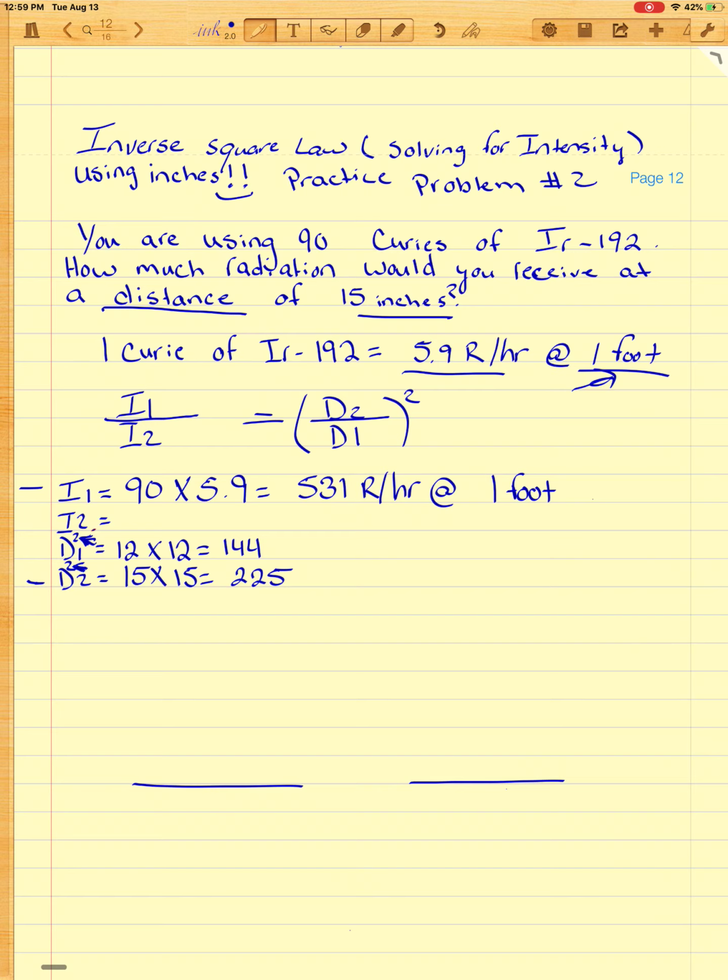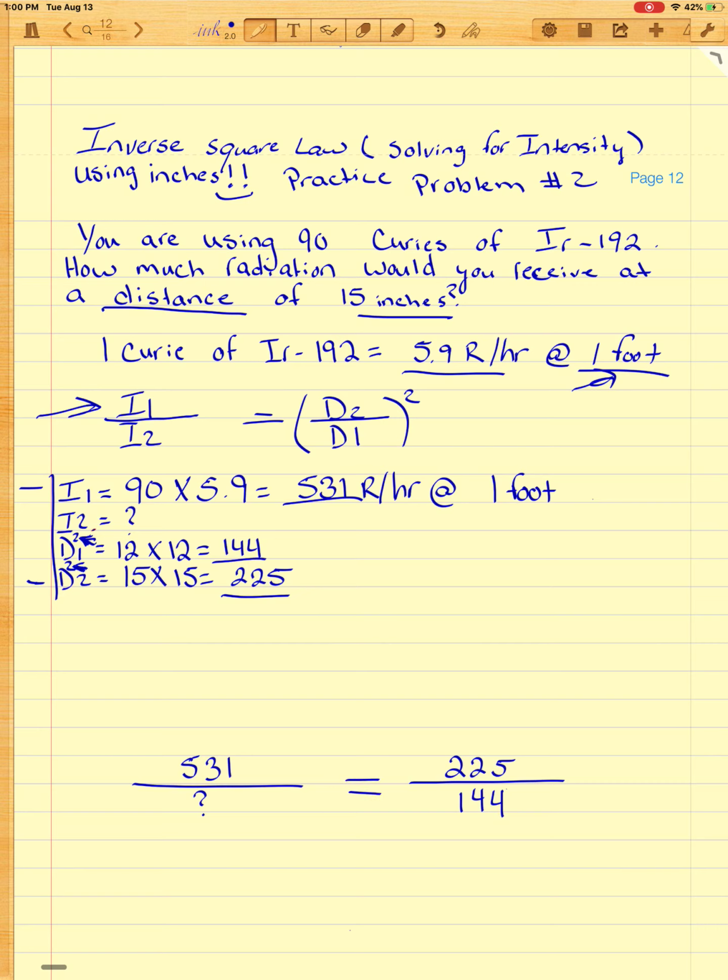Now we have our 3 variables which we can plug in, so we know we're solving for intensity 2. We have our formula here to remind us of where everything goes. So our intensity 1, of course, would go right here, 531. We're solving for intensity 2. Our distance 1 would go here, which is 144, and our distance 2 would go here, which is 225. This is why I always write my formula out first, and I like to lay out everything here in a straight line. That way I can just plug everything in.